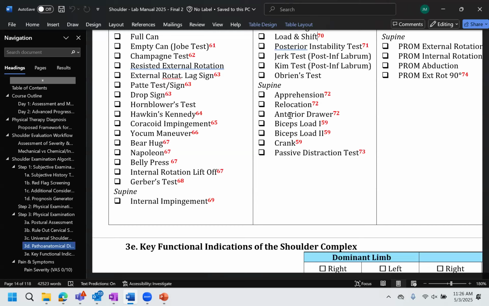So I'm going to talk about the jerk and Kim test. I personally like doing this supine just because I feel like I have a little better handle on the arm. This is more looking at the posterior inferior border of the labrum. The way I remember them, because they're going to look very similar, is that the J becomes before K. So the J is less provocative, the K one's way more provocative, and you'll see kind of why.